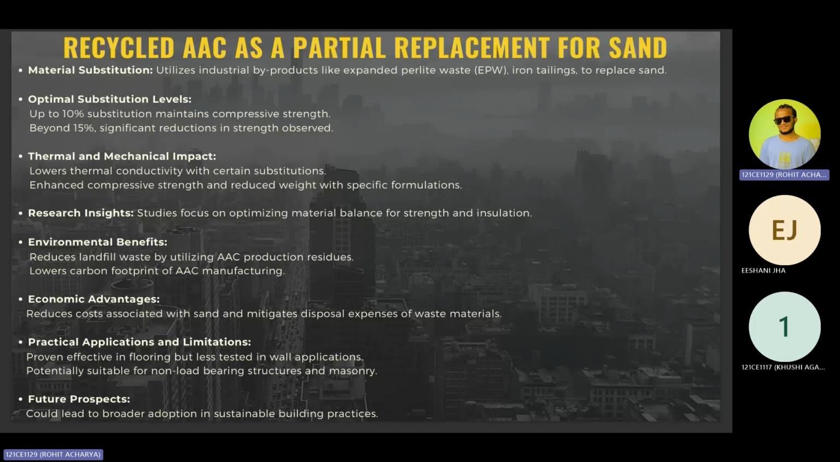Now, talking about the thermal and mechanical impact of the substitution, this substitution lowers the thermal conductivity. That means it improves AAC's insulation properties. Some mixes have also been noticed to get enhanced compressive strength and reduced weight.